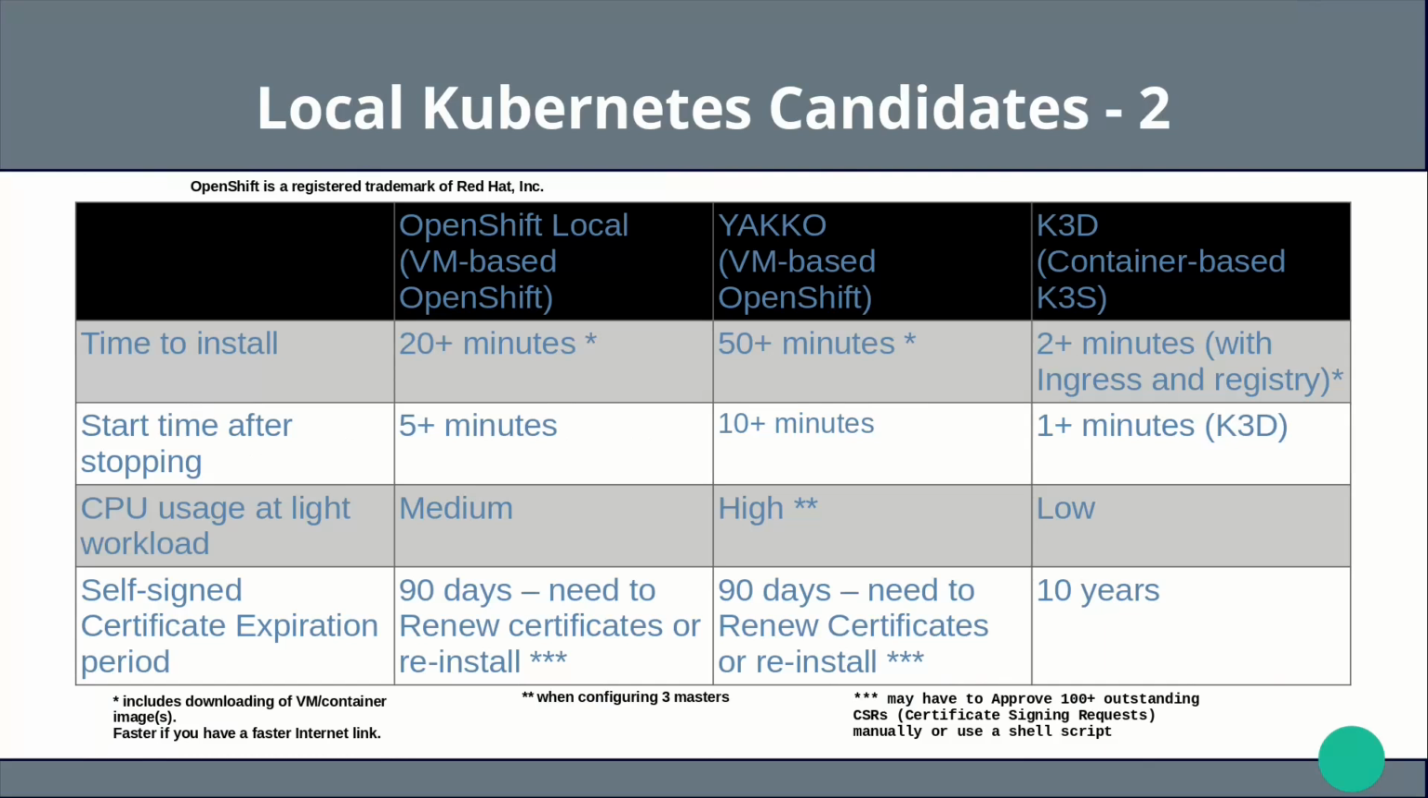The deal breaker for me for OpenShift Local and Yacko-based OpenShift is the 90-day certificate expiration. So you need to renew the certificates. Sometimes you may have to approve 100 plus outstanding CSRs, or certificate signing requests, manually. It takes time, and sometimes it doesn't work. But for container-based K3S, the self-signed certificate is good for 10 years, so you don't have to worry about it.